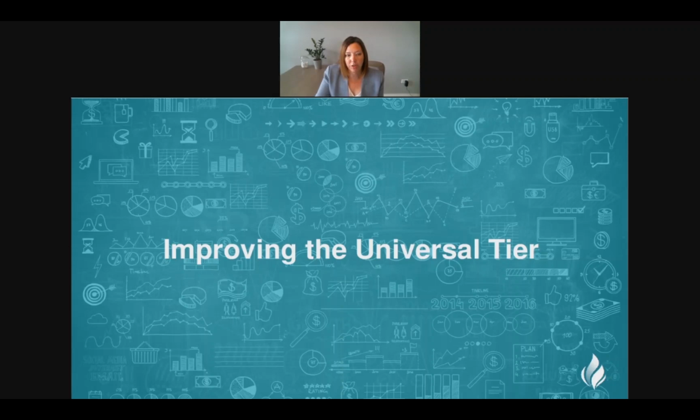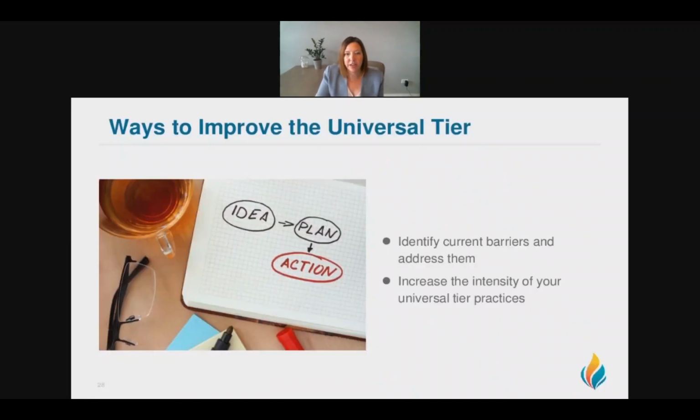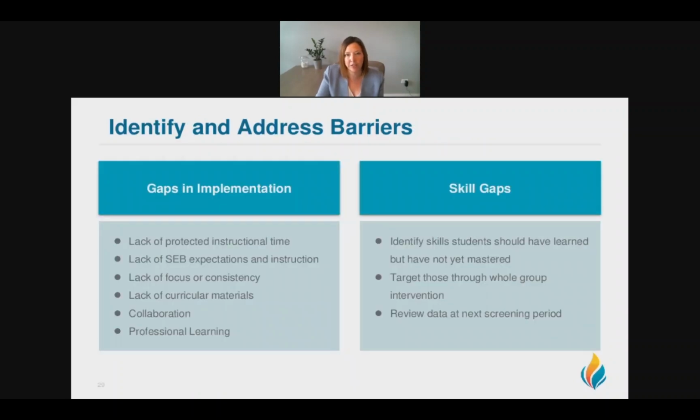So along those lines, we're going to dig into some specific strategies for improving the universal tier. So now that we have an idea of the data that we would use, we're going to explore 2 specific ways that you can improve the universal tier right now this year. First, we'll talk about identifying current barriers and addressing those barriers. And then we'll also talk about increasing the intensity of our universal tier practices. So first, let's talk about identifying and addressing barriers.